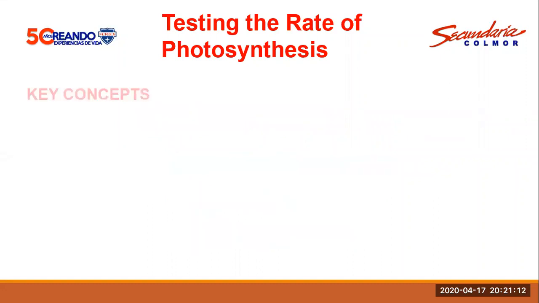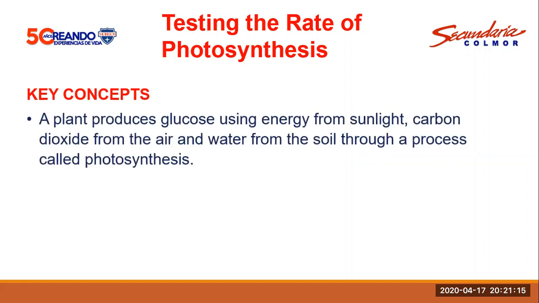So what are the key concepts today? Well, the first one is something that we already know: a plant produces glucose, or simple sugar, using energy from three elements. The first one is the sunlight, or any kind of light. The second element is the carbon dioxide from the air. And the third element is water from the soil. All this process happens through what we call photosynthesis.